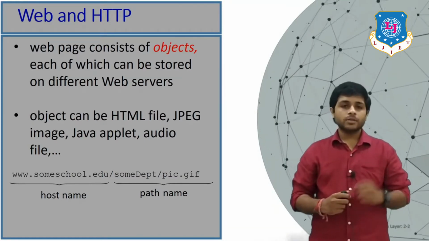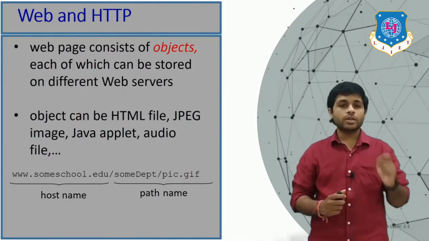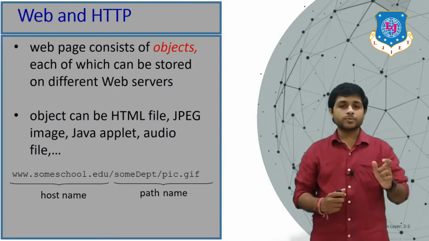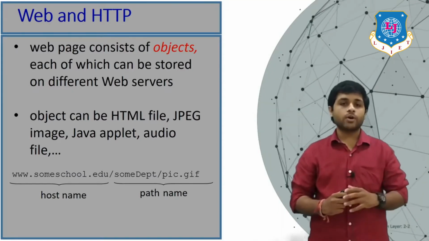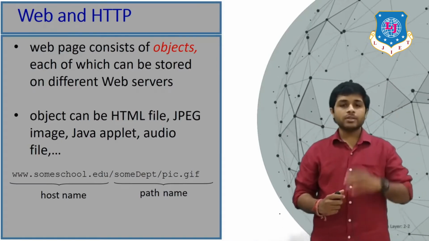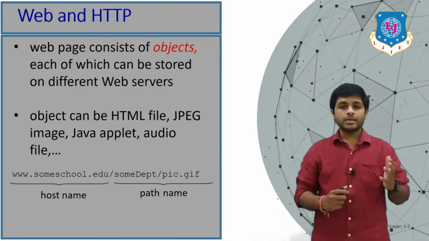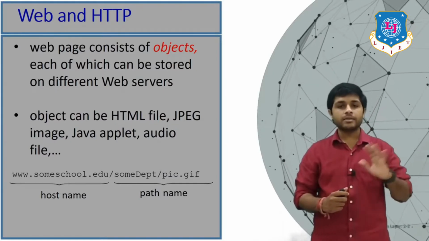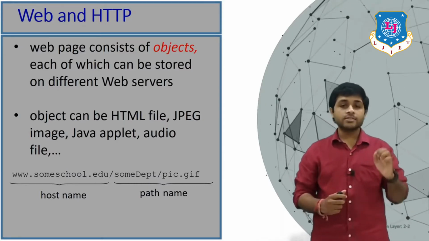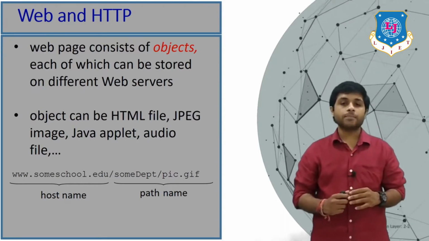At the bottom you can see a website which is called www.sumschool.com. That part is responsible for the address of the server, which is for some school. But after the slash you can see a path name. So we know that in one website there are different things that we can access. You can access different sections on that website, and that you can see as a path name.